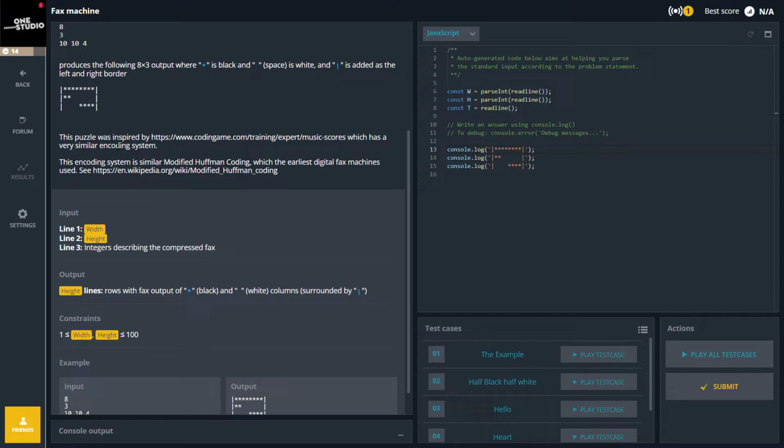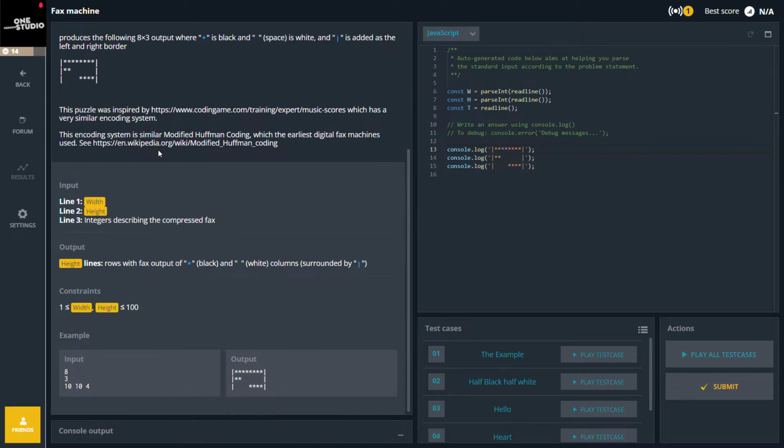This puzzle was inspired by this, which has a very similar encoding system. This encoding system is similar to modified Huffman coding, which the earliest digital fax machines used. So this is the website of the modified Huffman coding.